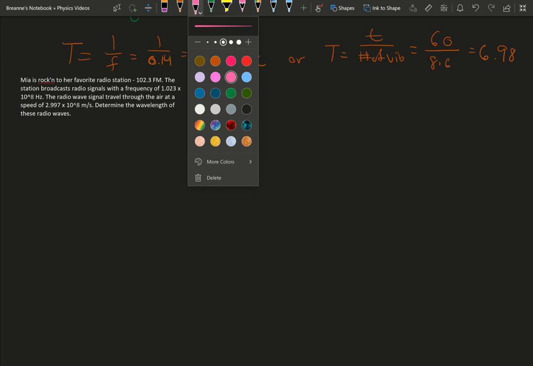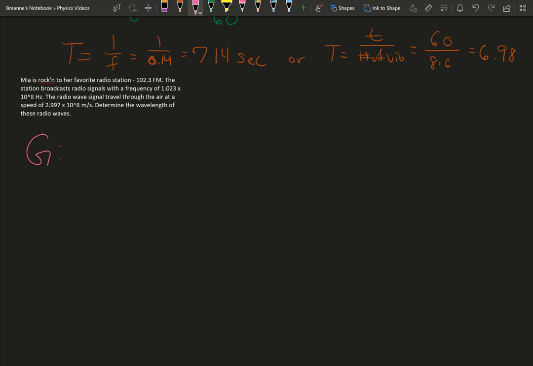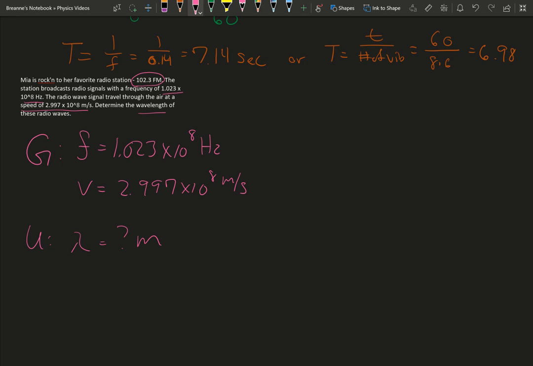But again, let's do our givens. First we're given the FM. That is not necessarily useful to us because we want our frequency in hertz. So we're given that our frequency is 1.023 times 10 to the 8th hertz. And the speed, so our velocity, is 2.997 times 10 to the 8th meters per second. And we're looking for our wavelength. So our unknown is our wavelength.